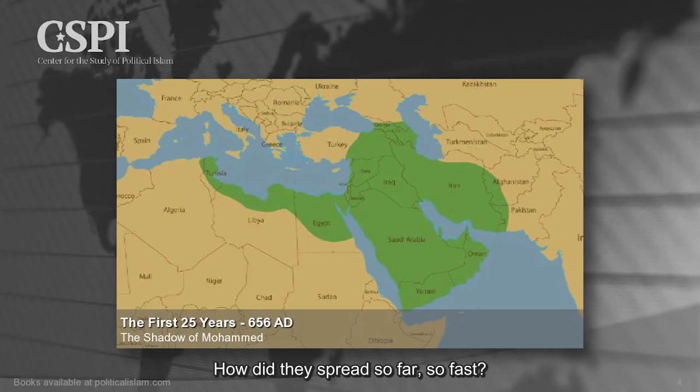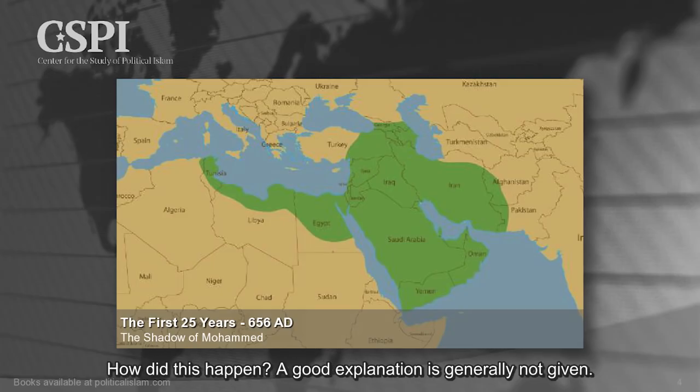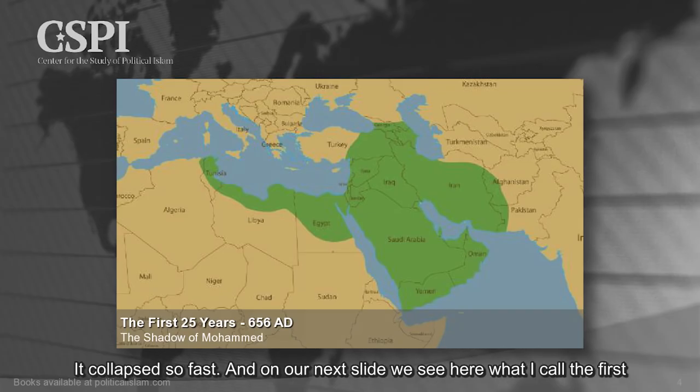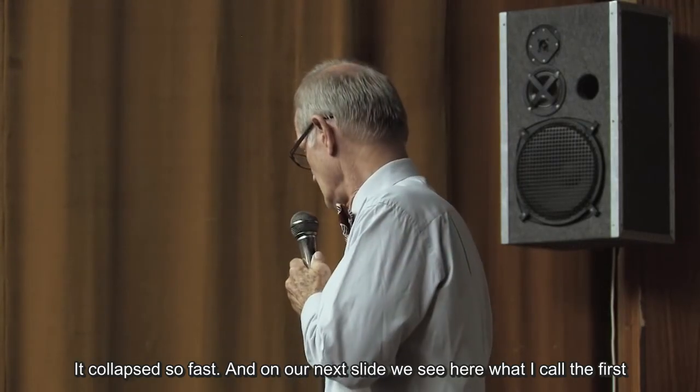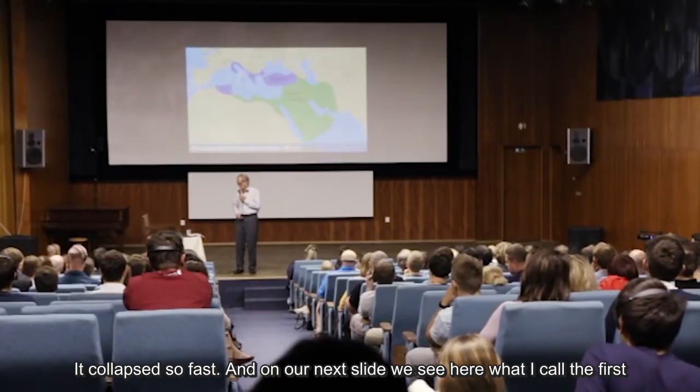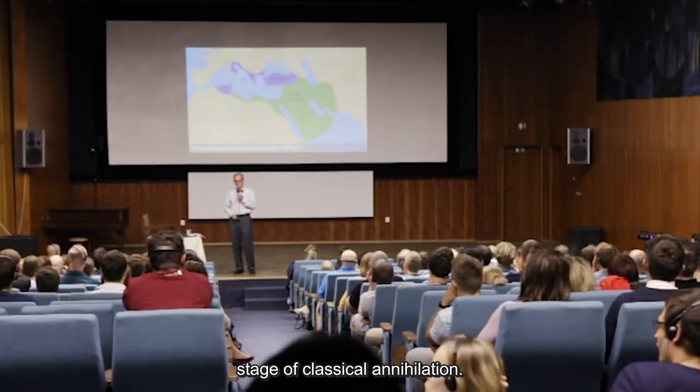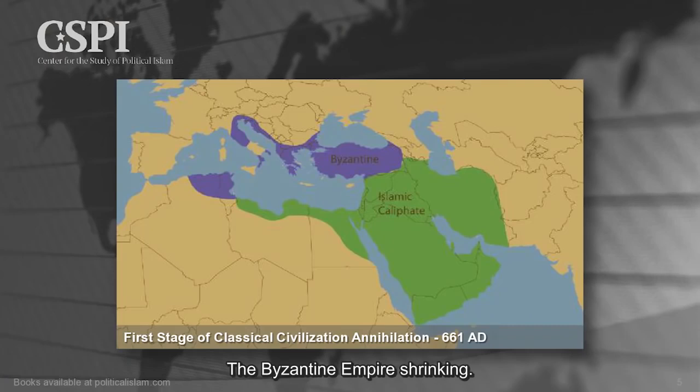And on our next slide, we see what happened 25 years after Islam invaded the classical world. How did they spread so far, so fast? North Africa, we also have the Middle East. How did this happen? A good explanation is generally not given. It collapsed so fast. And on our next slide, we see here what I call the first stage of classical annihilation. The Byzantine Empire is shrinking.